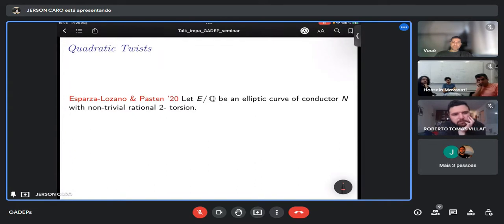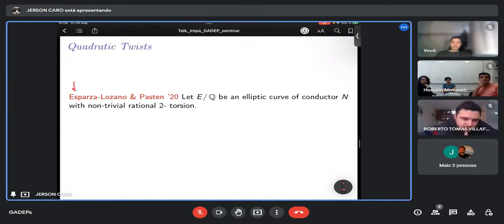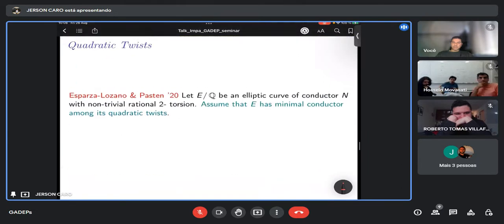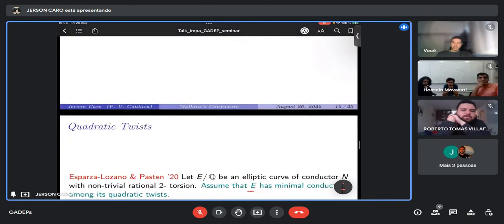Okay. So, this is the first theorem about the Watkins conjecture. This is the work of Esparza, Lozano, and Pastel in 2020. And they proved that if you start with an elliptic curve with non-trivial rational two torsion, and we put this condition, assume that E has the minimal conductor among all these quadratic twists.